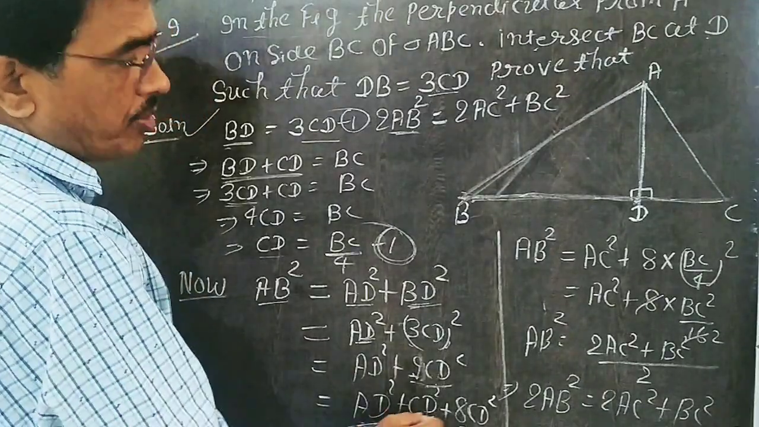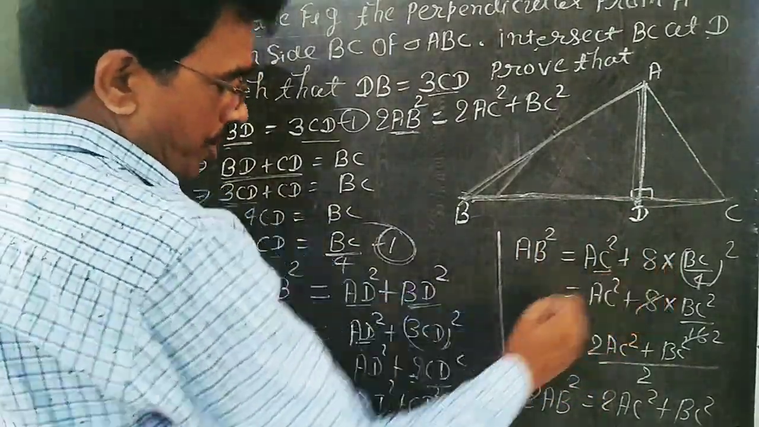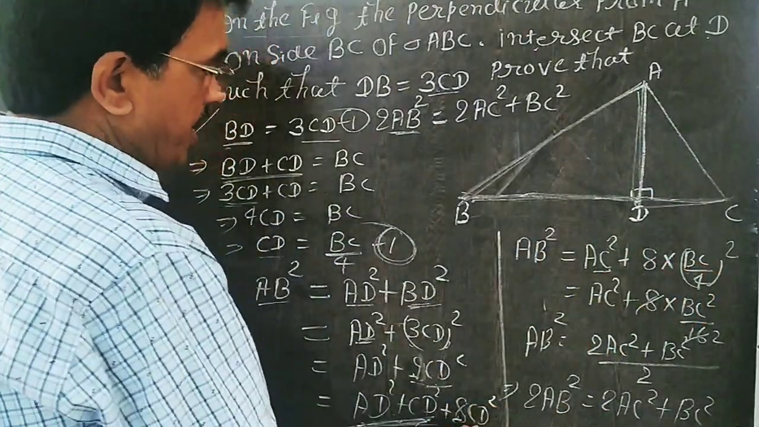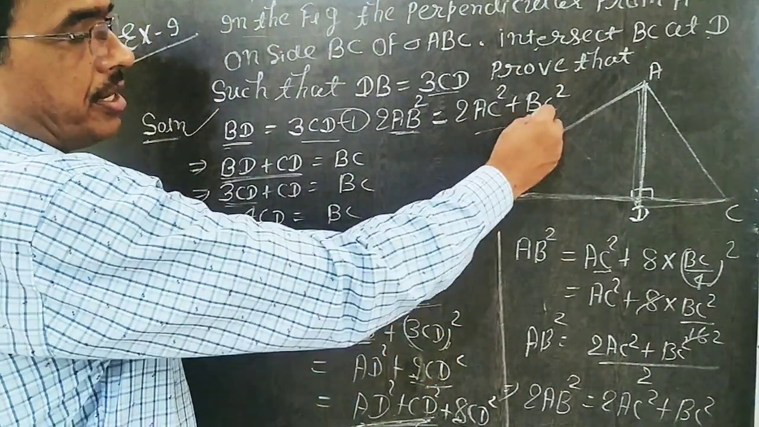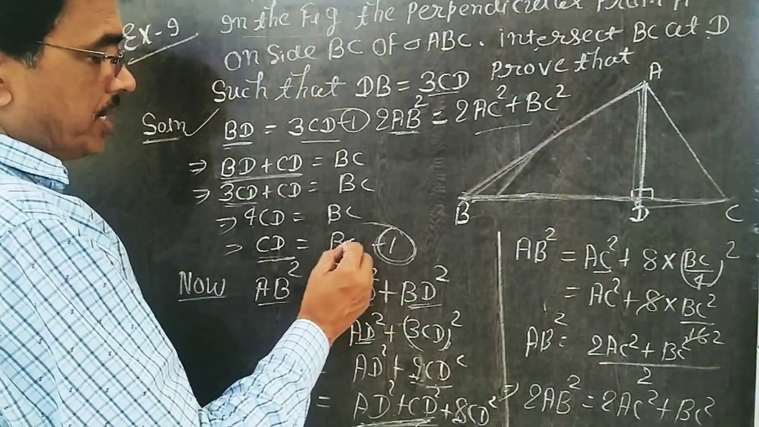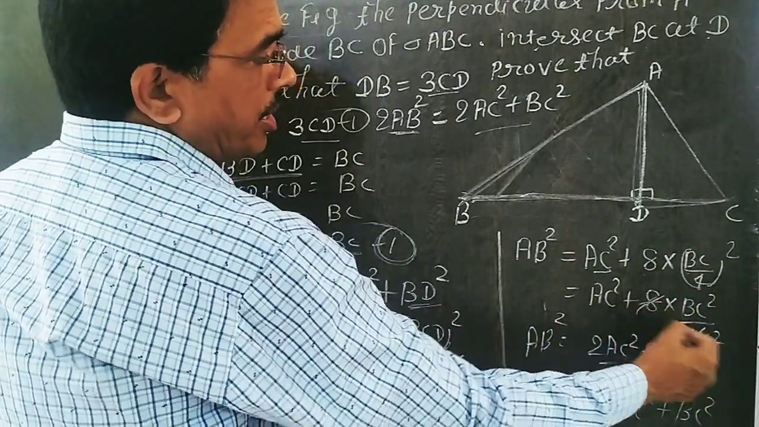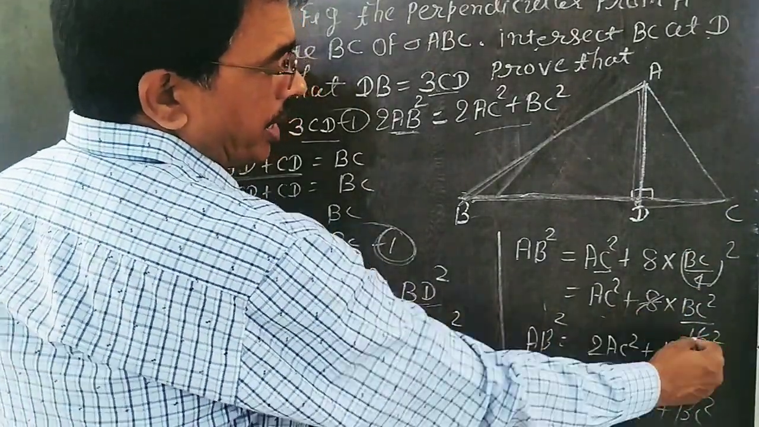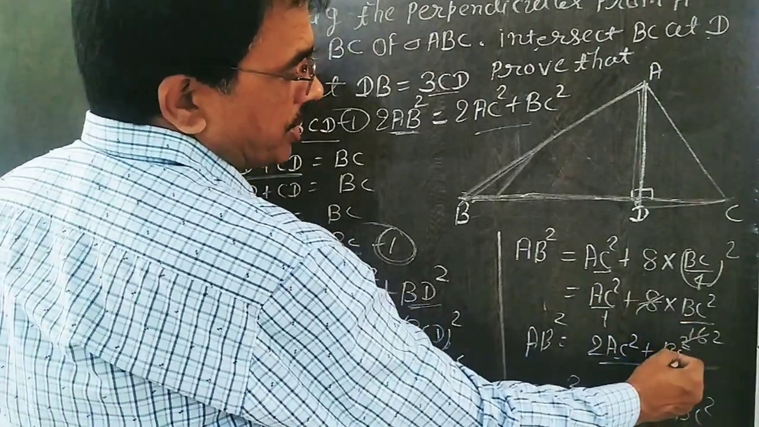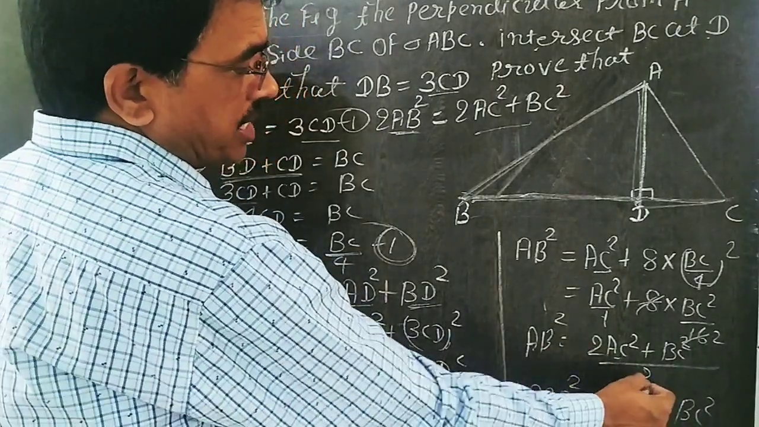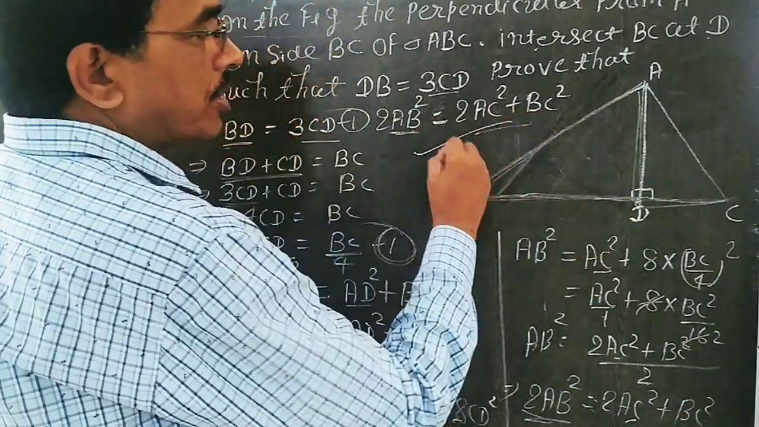Then what is the value of AD square plus CD square? AD square plus CD square is equal to AC square. And plus 8 into CD square, and CD is equal to what? BC by 4. Because you have to ask in BC, so I change CD is equal to BC by 4. I write here BC by 4. Then squaring it, you get BC square by 16. 8 to the 16, here 2. Now take LCM, that is 2. Here is 1, 1 to the 2. 2 into AC square, 2AC square plus BC square by 2. By cross multiplication, what do you get? 2AB square is equal to 2AC square plus BC square. It is your solution. That's all.